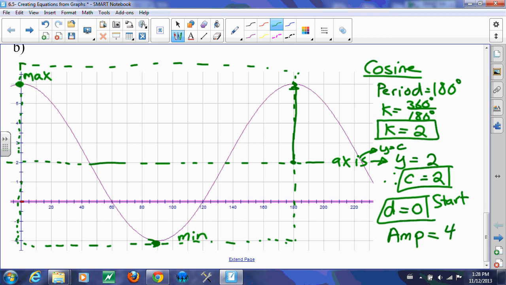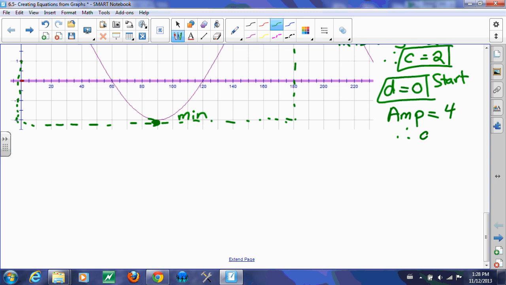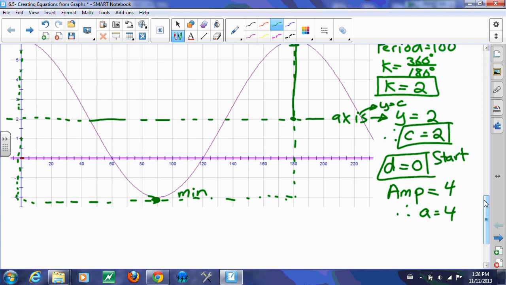What does that tell us? Therefore, a equals 4. Okay, this we got to keep an eye on. Sometimes this can be negative if we're starting at our minimum and working to our maximum. But notice this is the regular curve, so it hasn't been reflected by the axis. Okay. So now that we have all 4 components, a, d, k, and c, we can sub them in.